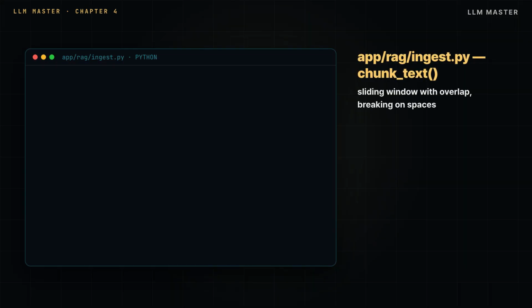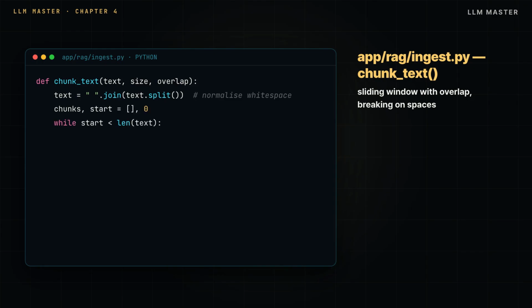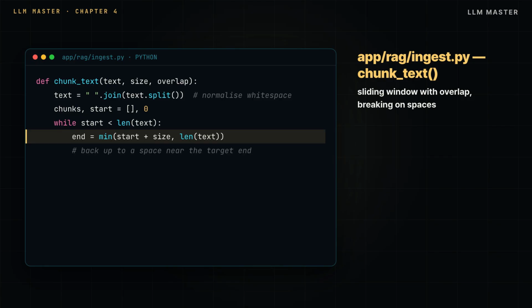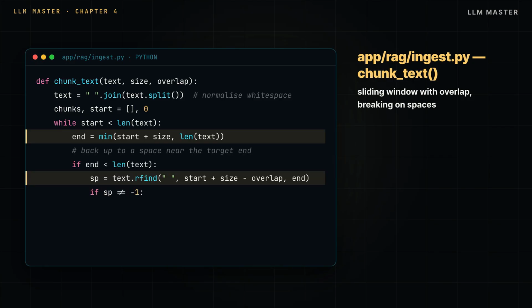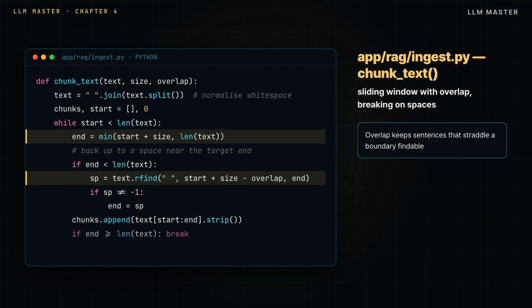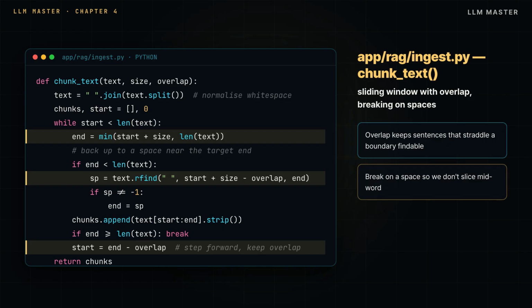Here's chunk_text doing exactly that. First, we normalize the white space, collapsing every run of spaces and new lines into one. Then a window of size characters slides through the text. Before we cut, we back up to the nearest space near the end, so we never slice a word in half. We take that slice, and here's the key move. The next chunk doesn't start where this one ended. It steps back by the overlap, so each new chunk begins a little before the previous one finished.